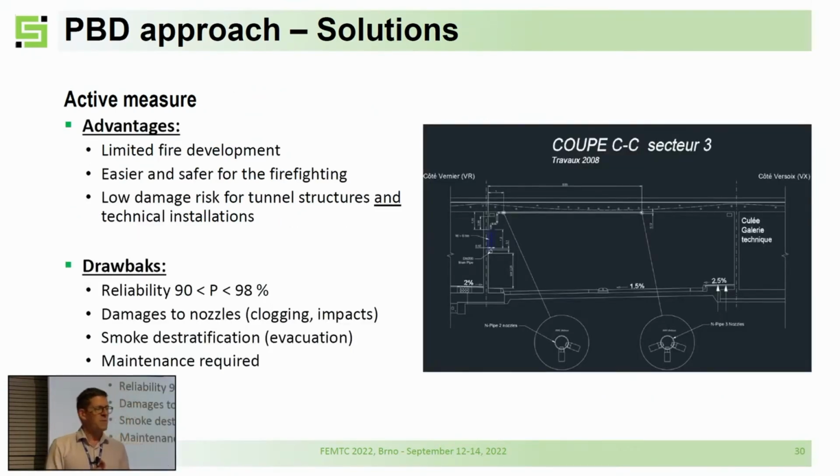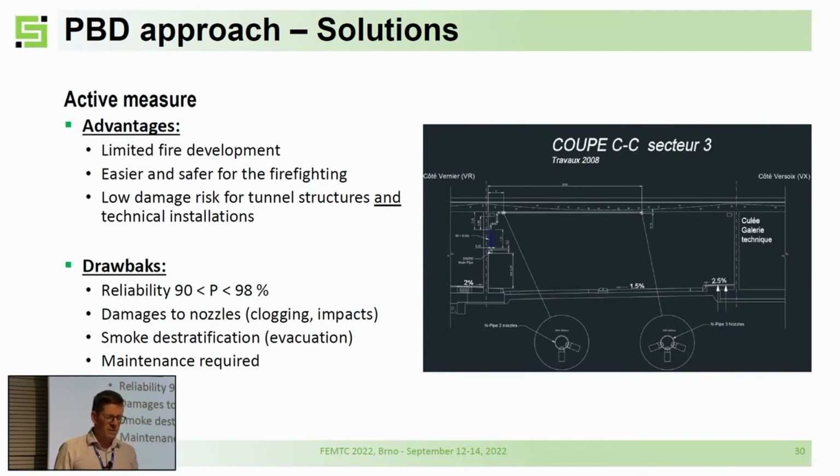So when you have an active measure, you have a lot of advantages. Limited fire development. It's much easier and safer for firefighting because the temperature goes down and then they can go safely into the tunnel. And we have a low damage risk for the tunnel and the structure. So the fire will go down, it gets really colder, and you save your tunnel. That's the most important thing, that you can have a fire, but your tunnel is not badly damaged.